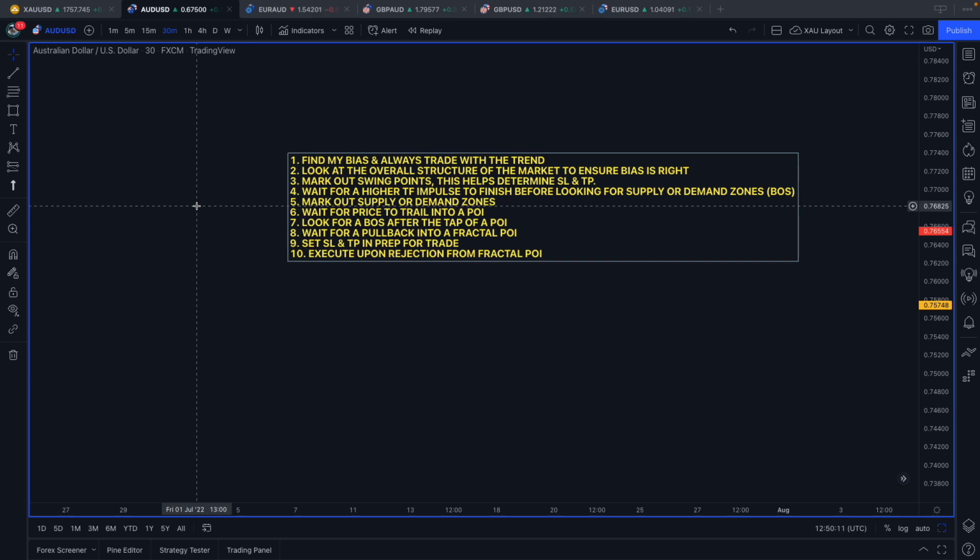Once we have a break of structure within that tap and that penetration of the point of interest, look at the impulsive wave that broke the structure for more supply or demand zones, as this will allow us to get a more refined entry on the position. All we do then is wait for the pullback into that fractal POI that we have found. We then set our stop loss and take profit orders above and below structural highs and lows, and then we execute our position based on the rejection of that fractal point of interest.